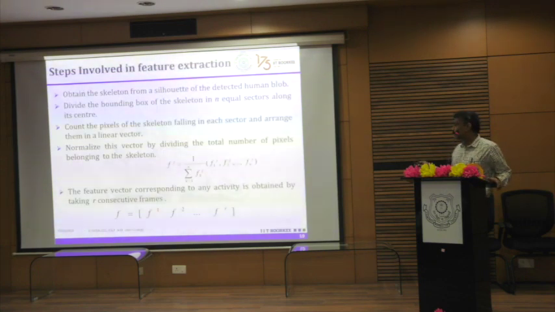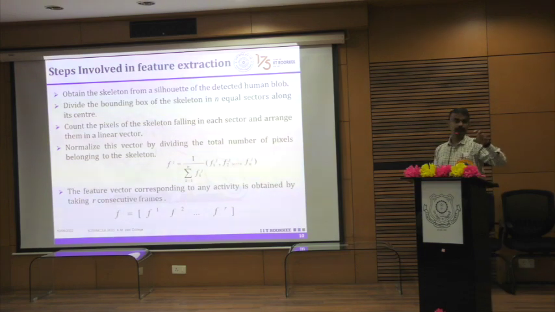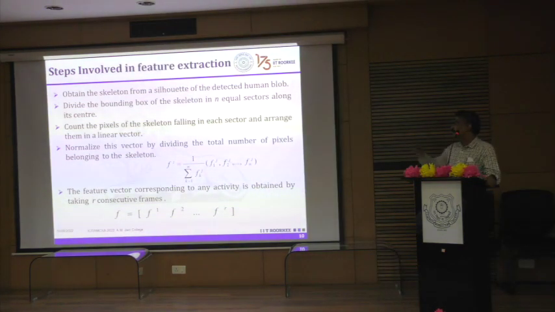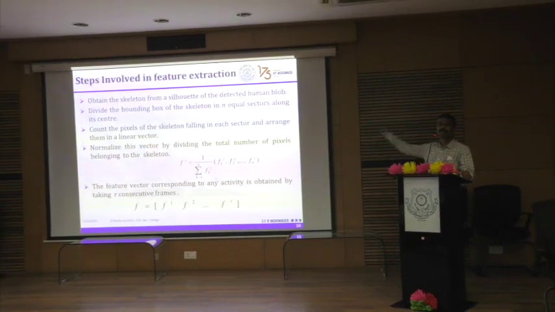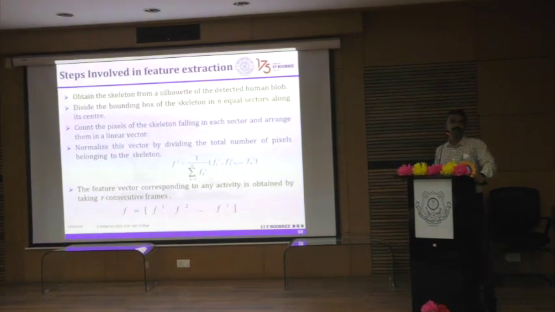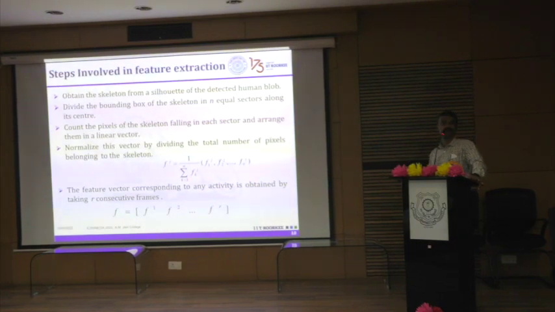For example, here F2J, right? In this representation, F2J stands for the jth frame. You have, let us say, R consecutive frames. In the jth frame, you are finding out the number of pixels, and then it will be divided by the total number of pixels. The denominator denotes the total number of pixels in the skeleton. And this is called the jth feature vector. For example, assume that I have a running sequence, a walking sequence. Suppose I have R consecutive frames. So these are my feature vectors.